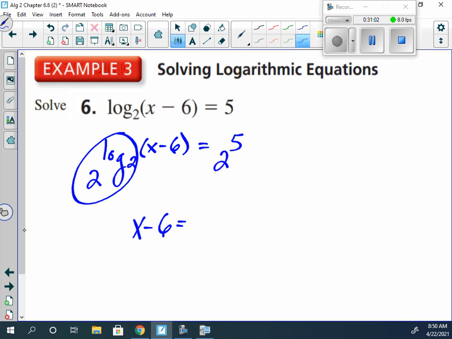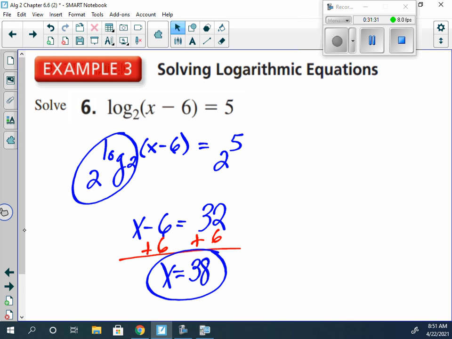32? Because 2 times 2 squared is 4, times 2 is 8, times 2 is 16, times 2 is 32. We can just keep multiplying our 2's. And then we can... Any questions on this here?